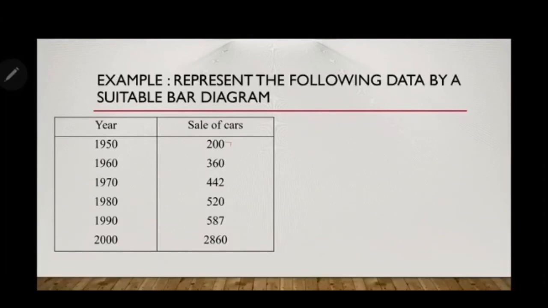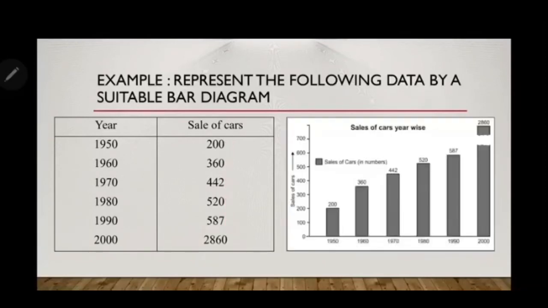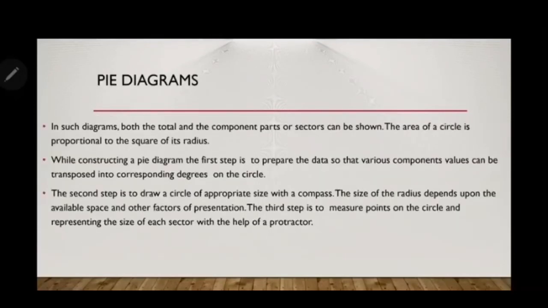In this given example, all values are very close to each other, but one value, that is 2860, is abnormally high. Thus, it can be drawn as a broken bar where this gap will show that the value of this bar is extended beyond the scale of y-axis. It is similar to simple bar diagram, with the only variation that abnormally high value is shown with a broken bar because diagram cannot stretch beyond the limit of the page. These were the important type of one-dimensional bar diagrams.